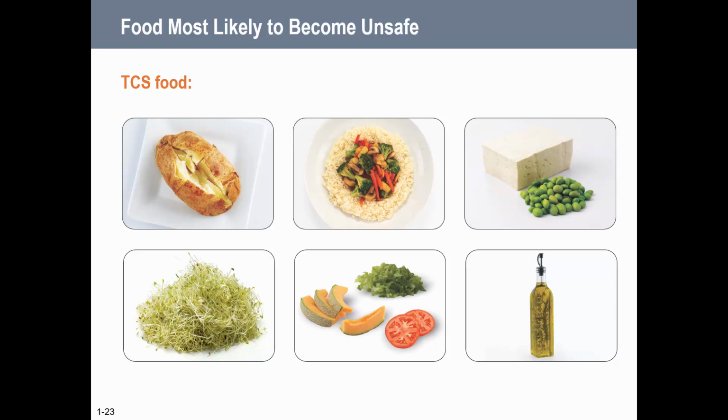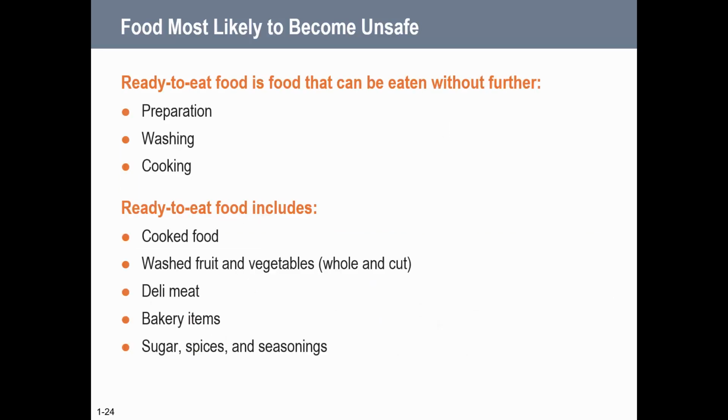So baked potatoes, so cooked potatoes. Heat-treated plant food. Soy products, so this is tofu and then edamame or soybeans here. Our sprouts, cut melon, cut lettuce, and cut tomato, and then untreated garlic and oil mixtures. And again, I know it's confusing. Make sure you feel good about that. That's one I would go back and look at in your book.